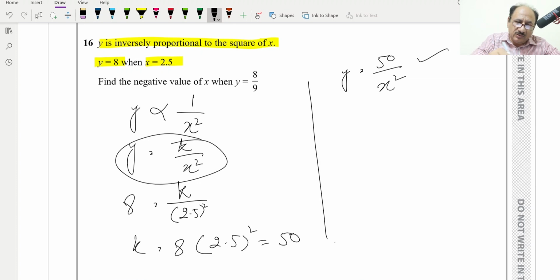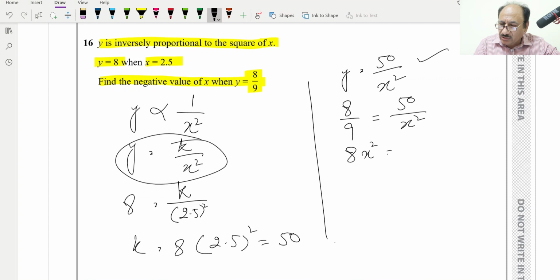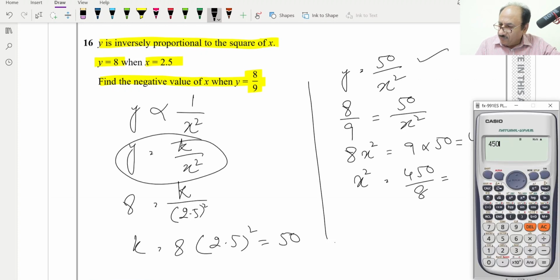Now we can go through the next section. Find the negative value of x when y is equal to 8 over 9. So y is equal to 50 over x squared. By cross multiplication, 8x squared is equal to 9 multiplied by 50, which is equal to 450, and x squared is equal to 450 divided by 8.